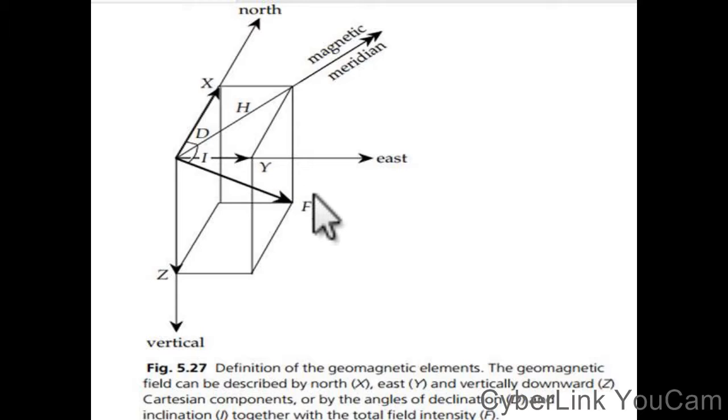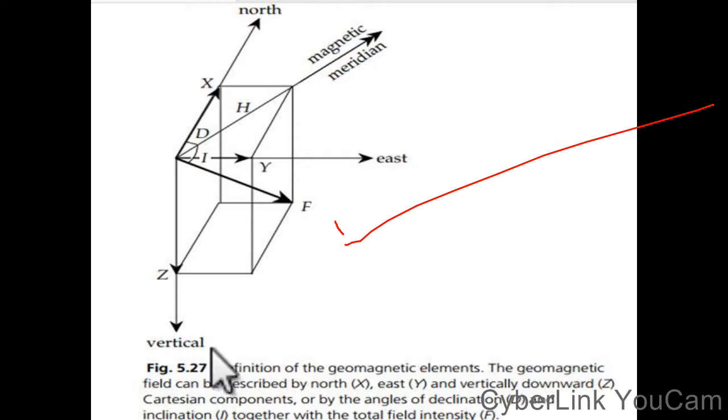Here you have vast topics, but we shortly discuss all the things. First, North Pole, and magnetic meridian, and east. This diagram represents a particle.